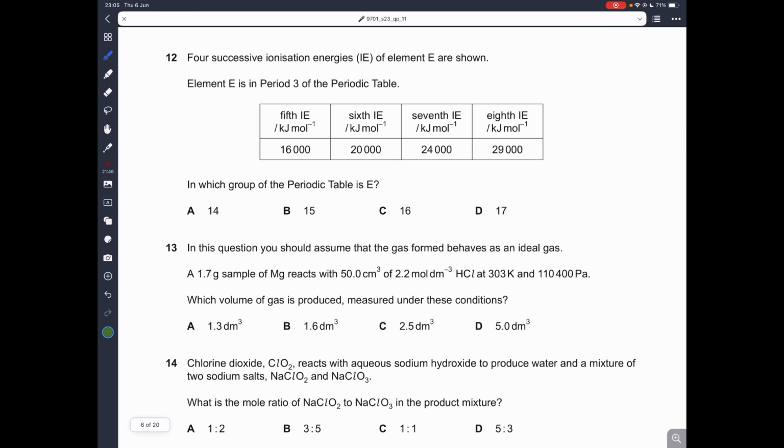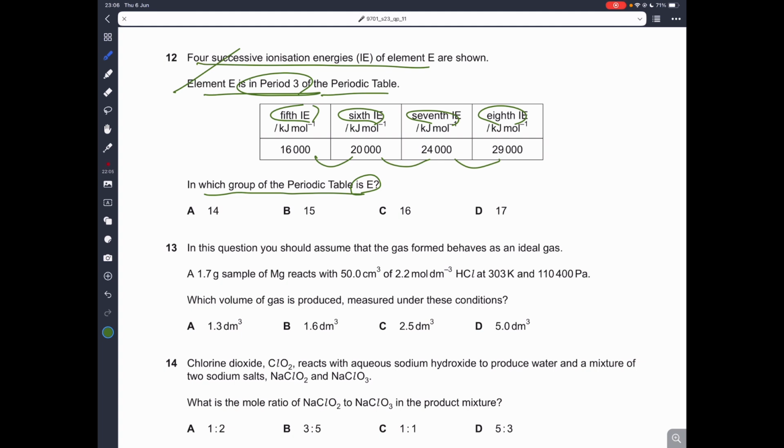Question 12. Four successive ionization energies of element E are shown. And element E is in period 3 of the periodic table, so always, again, look at the periodic table. In which group of the periodic table is E? So now you can see that there is no large jump between the 5th, 6th, 7th, and 8th ionization energy. There is no large jump because there is an increase in the range of 4,000 to 5,000, right? So there is no large jump. Now, in period number 3, there is no 9th ionization energy, I mean, there can be, but we're only given 5th, 6th, 7th, and 8th.